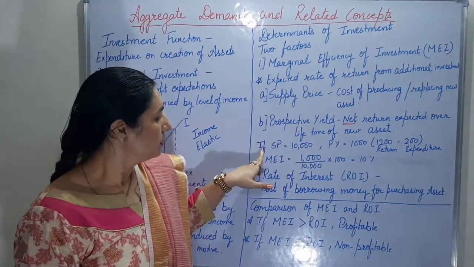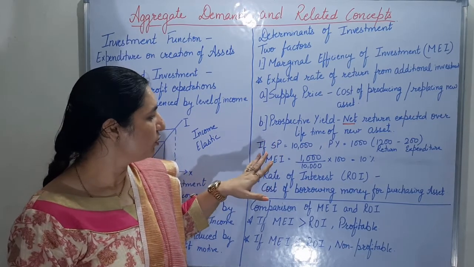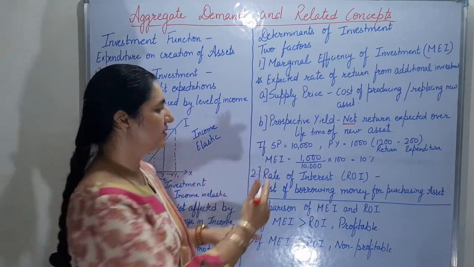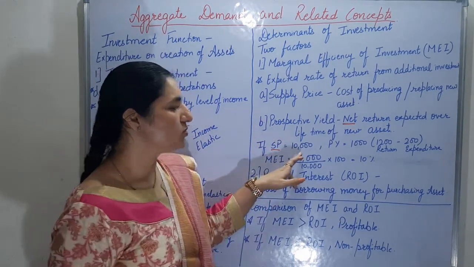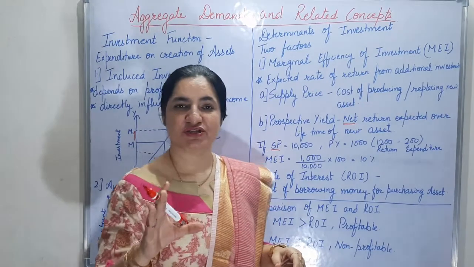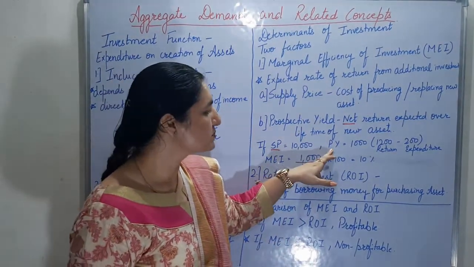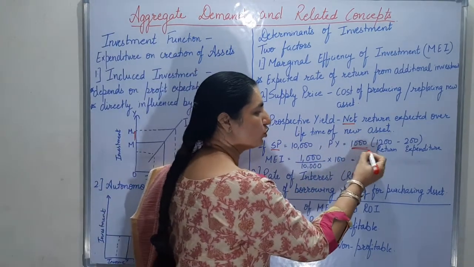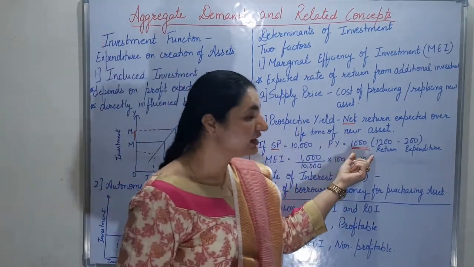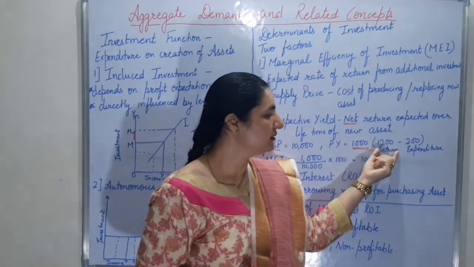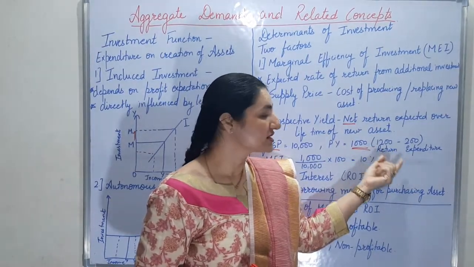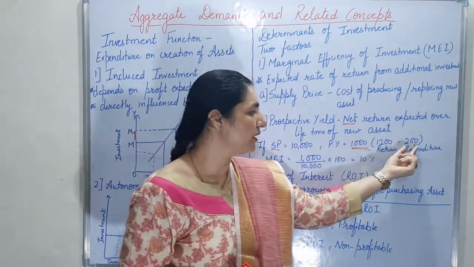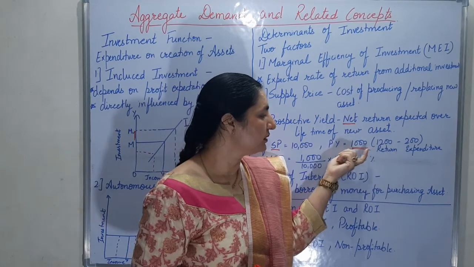So let us take an example of this to make it more clear. If supply price is 10,000, it means we are going to purchase the machinery for 10,000 rupees. Prospective yield is 1,000. This I have shown you very clearly, that the net value is taken because return is 1200 and the expenditure which will be made to get this return is 200, say. So the net return is 1000.